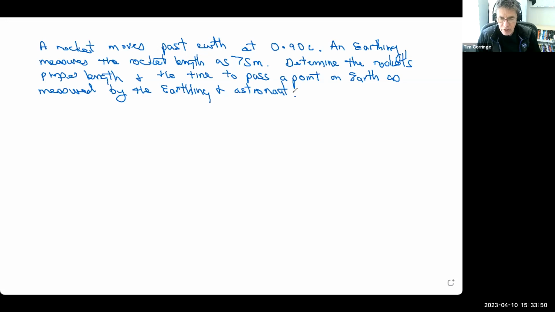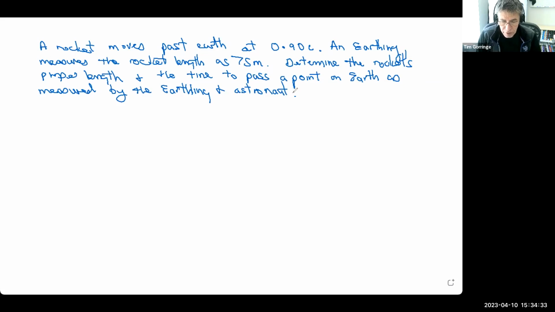The astronaut in the spaceship is one reference frame in this problem. The Earthling on the Earth is another reference frame. We're told in this problem that the astronaut and the rocket are moving at 0.9 times the velocity of light with respect to the Earth. That also means that in the opposite direction, the Earth is moving with respect to the astronaut at 0.9 times the velocity of light.